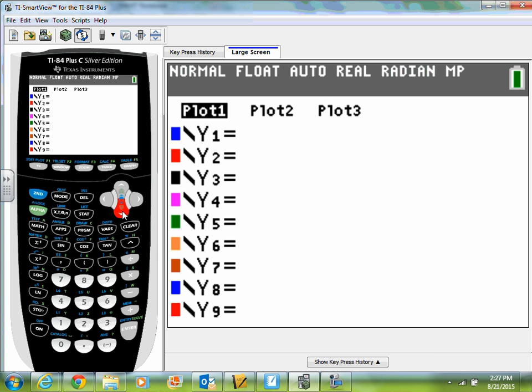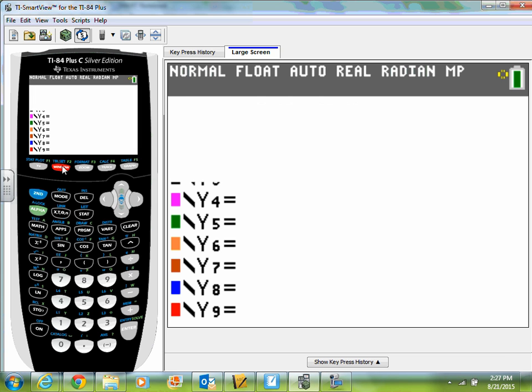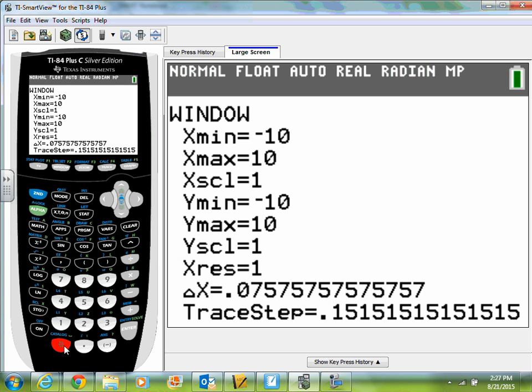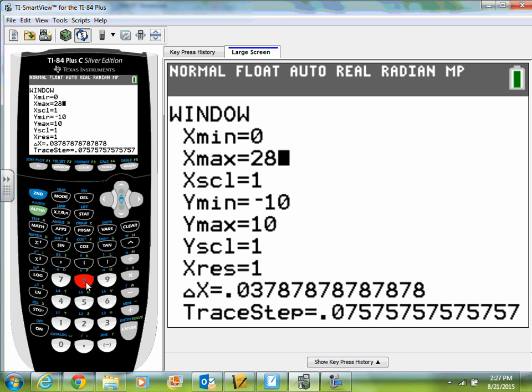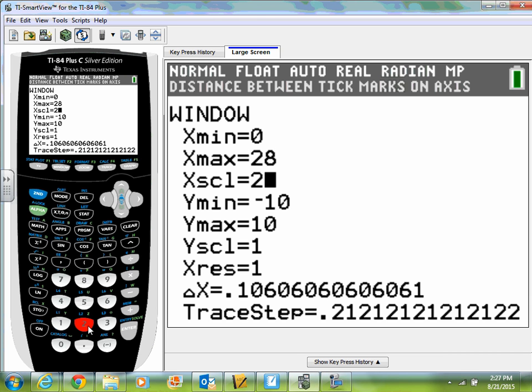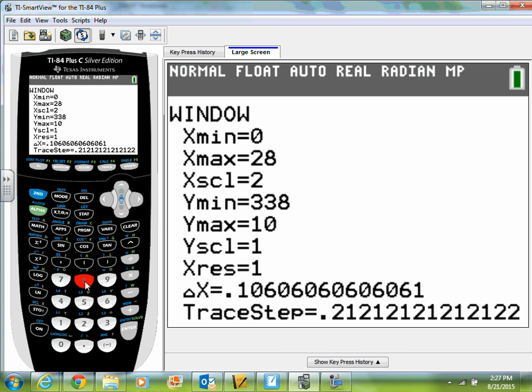And then we're going to adjust our window so we can actually see things. So we know that our x values went from 0 to 28, and they went up by 2. So your x min is going to be 0, your x max will be 28, and you know that your scale will be 2 because they went up by 2. Then we know that our y min was right around 338 because it was 338.7. And our y max, our very largest value, was like around 385.6. Yeah, so 386.